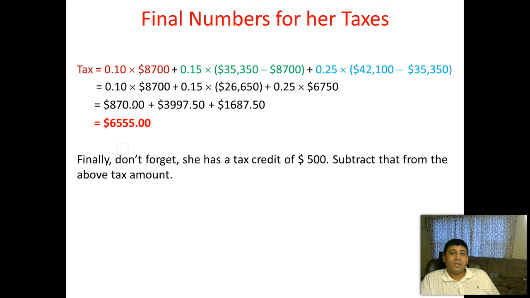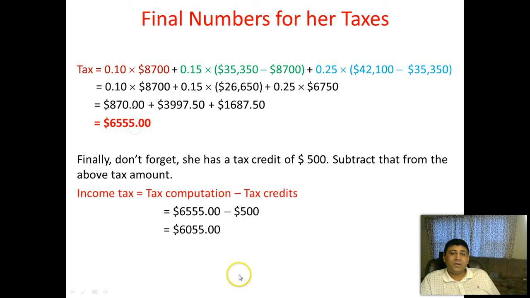Now finally, as I mentioned earlier, don't forget she also has a tax credit of $500. So this much she owes. Now we will subtract that tax credit out of this one, and that much money she owes Uncle Sam here. So this is her taxes. The income tax owed by her is $6,055.